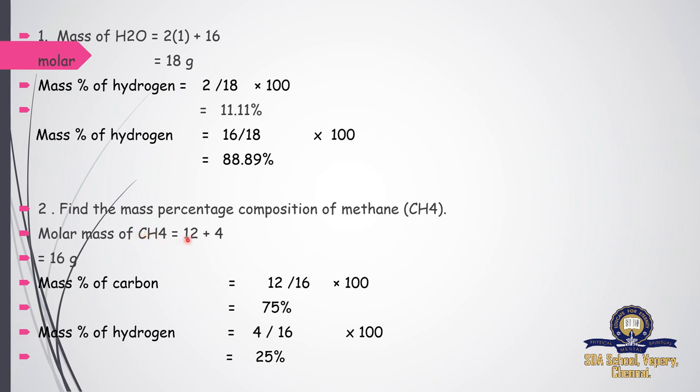C, the carbon's atomic mass is 12, and hydrogen we already know the atomic mass is 1, so 4 atoms of hydrogen are there, so 12 plus 4. Totally we have 16 gram of compound present here. In that, the first atom is carbon, so find out the percentage of carbon. Carbon's mass is 12, so 12 by 16 into 100 comes to 75 percentage. Next, the mass percentage of hydrogen. Hydrogen's mass is 4, as in this molecule 4 atoms are there, so 4 by 16 into 100, so 25% of hydrogen is present in this compound.